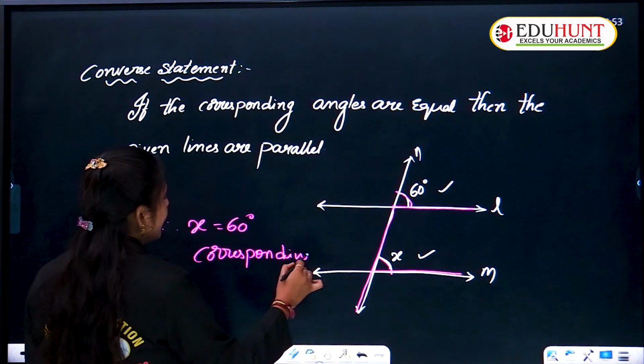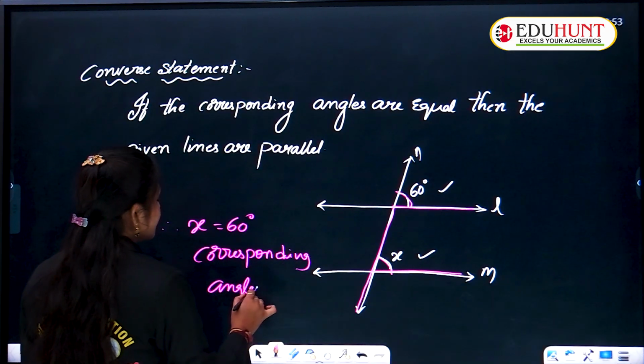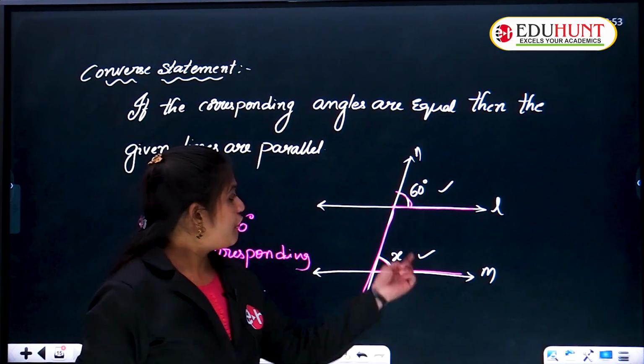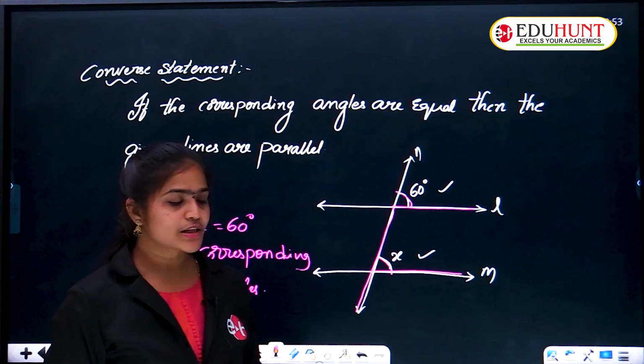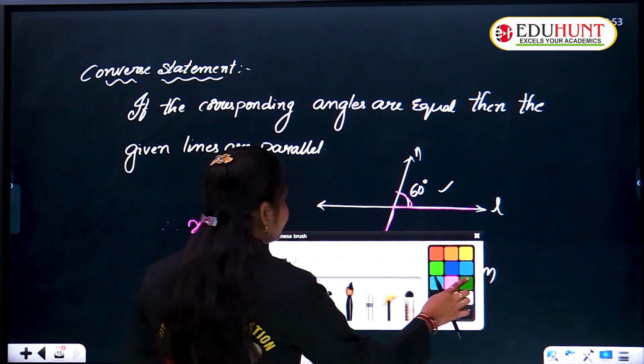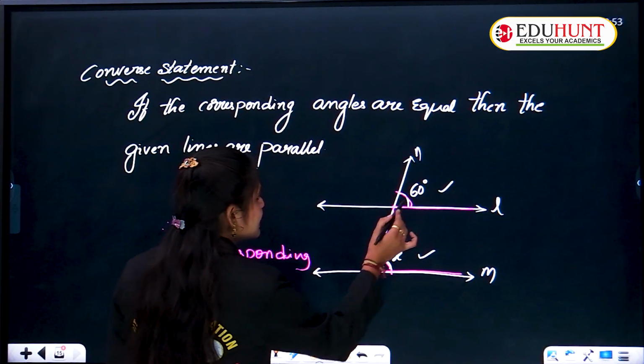Corresponding angles. That's it. Okay. Find the other angles also, if they ask. See how to find them. Here, 60 degrees is given there, no?